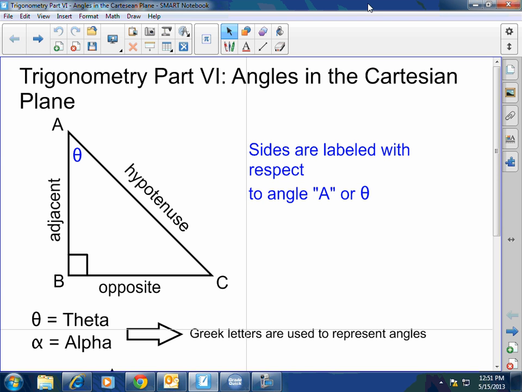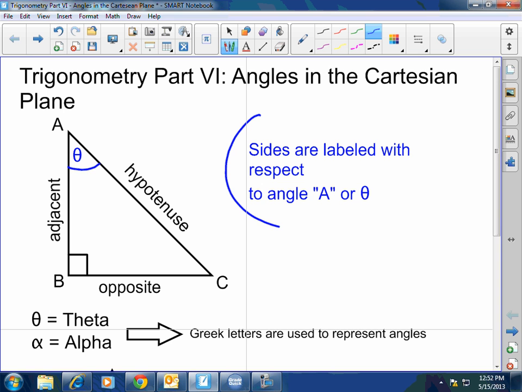Okay, first off, we've been over this triangle a lot. I'm just going to go over it again just because I'm annoying. When I have a right triangle, please remember that I labeled the sides with respect to angle A or the theta. So I labeled these sides with respect to that angle A. They all change if I go to the respect of angle C. What's the only one that never changes? Hypotenuse, very good. That's always across the 90.